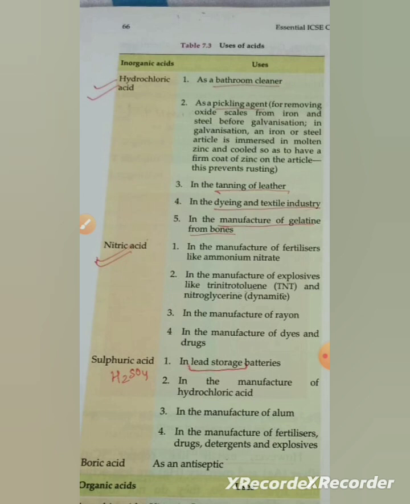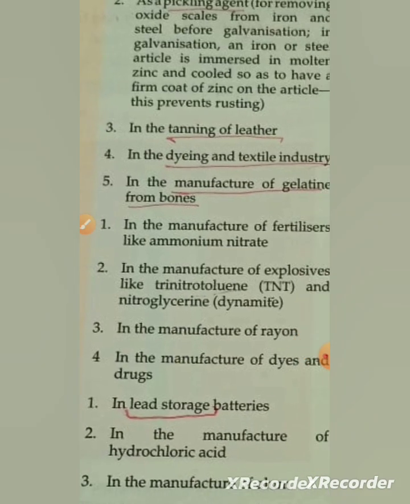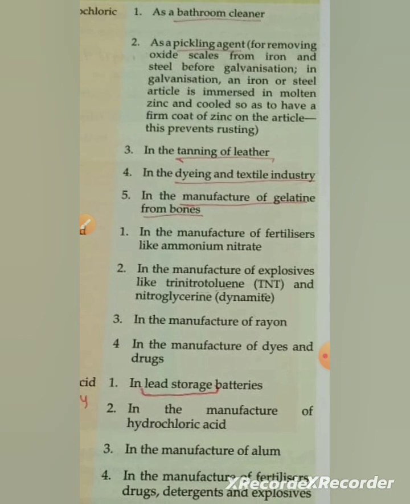So in the process of galvanization, hydrochloric acid is used. It is also used in the tanning of leather, in the dyeing and textile industry, for the manufacturing of gelatin from bones. Now the nitric acid. It is used in the manufacturing of fertilizers like ammonium nitrate, in the manufacture of explosives like trinitrotoluene and nitroglycerine, which is known as dynamite.